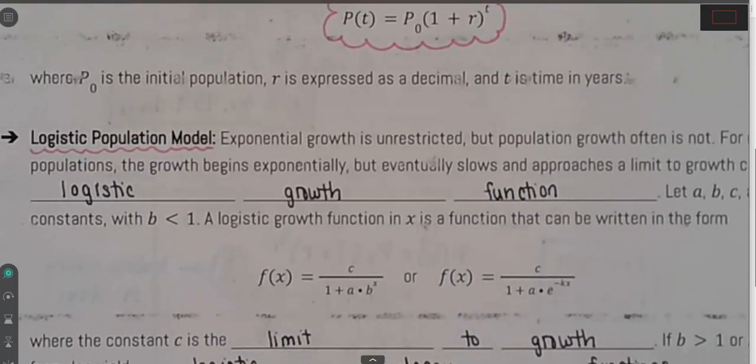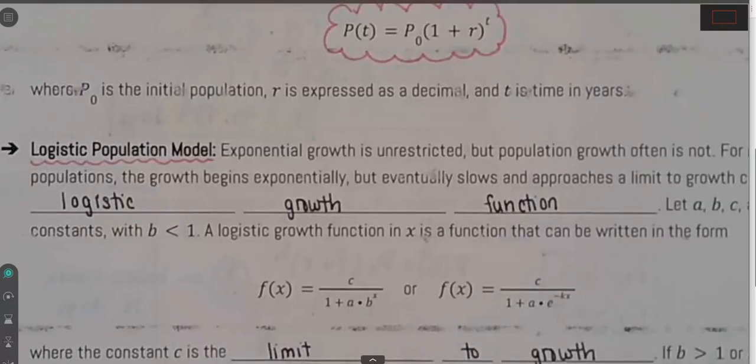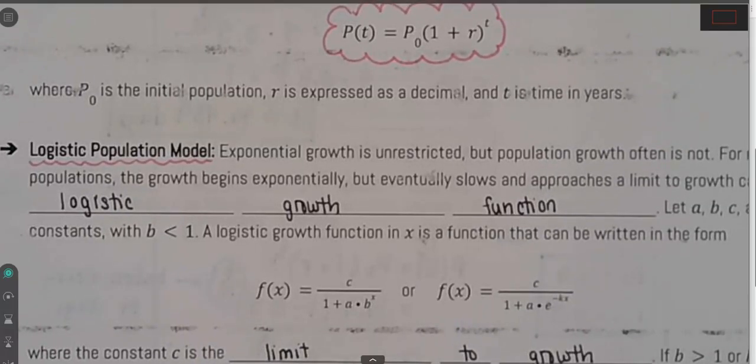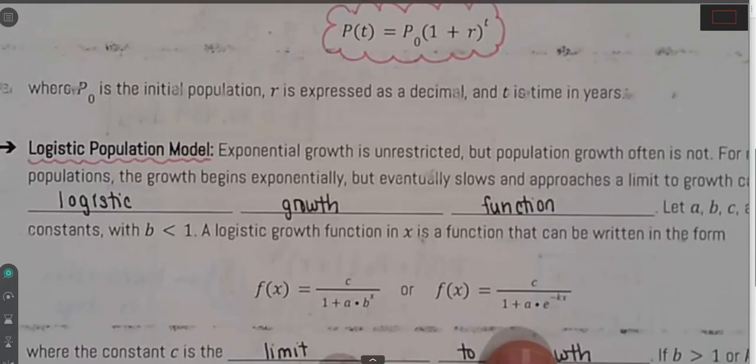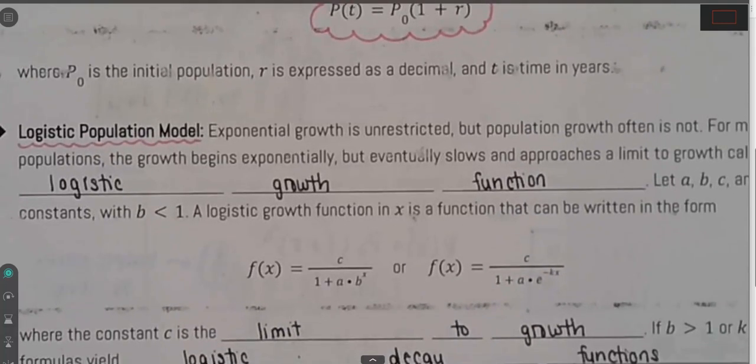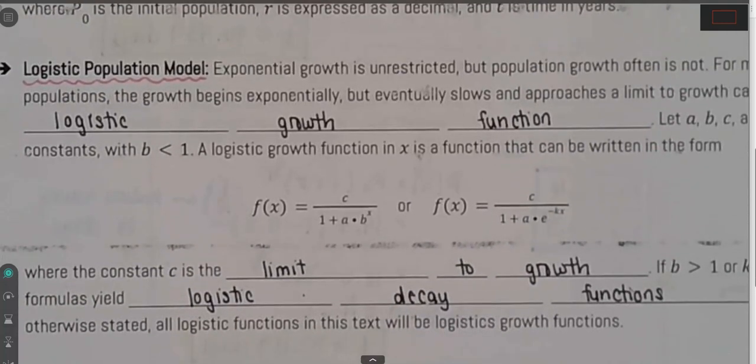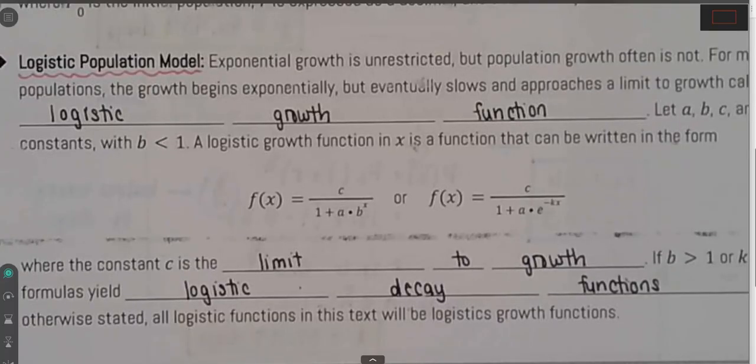A logistic population model. Exponential growth is unrestricted, but population growth often is not. For many populations, the growth begins exponentially, but eventually slows and approaches limited growth. This is actually a definition that appeared in our last packet also. Do you guys remember? But we didn't do, I think we had like one problem with it. There were a few problems in your homework also. We'll do a little bit more with it this unit.